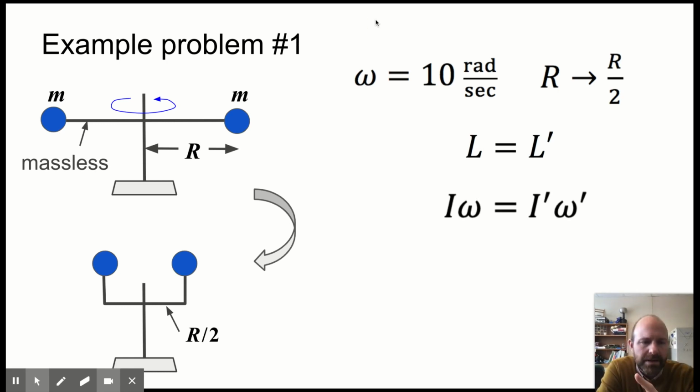And actually, let me pause there. Unlike linear momentum, where the mass really isn't something we could change, we could have one mass and another mass and have them either stick together or bounce off of each other. But the mass in the system can't change.